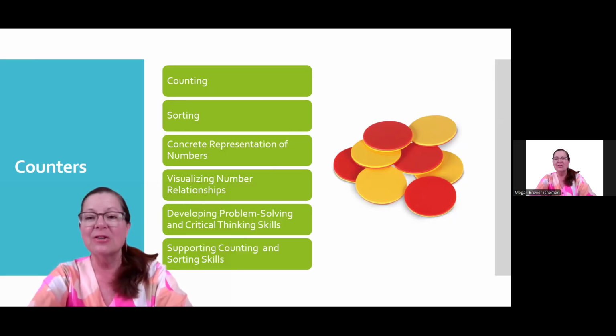Supporting counting and sorting skills. Two-sided counters can be used for activities that focus on counting and sorting, reinforcing these fundamental skills.